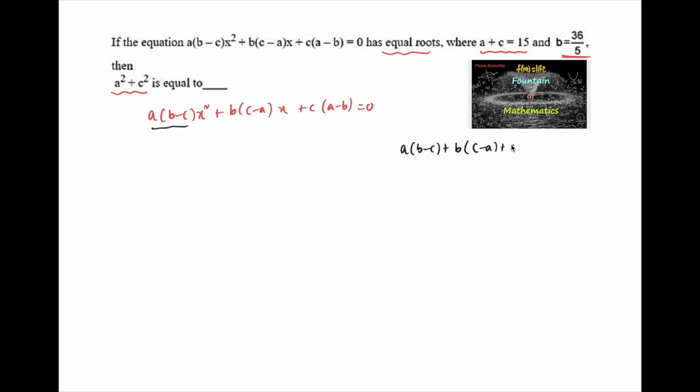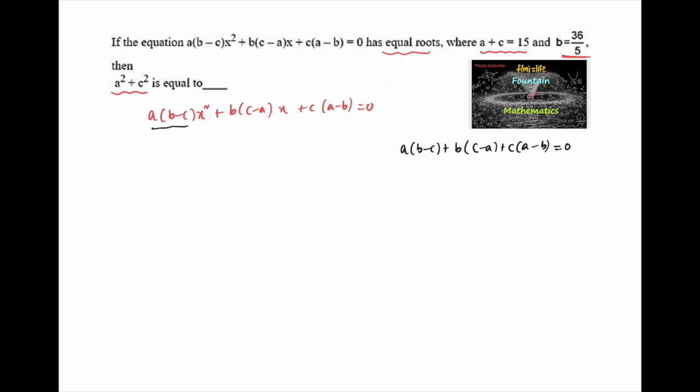Given a quadratic equation, a times of b minus c of x square plus b times of c minus a of x plus c times of a minus b is equal to 0 has equal roots, and also a plus c is equal to 15 and b is equal to 36 upon 5, then we need to find a square plus c square. So clearly we can say that this quadratic equation is cyclic, whose coefficients are in cyclic order. The sum of the coefficients, that is a times of b minus c plus b times of c minus a plus c times of a minus b, is equal to 0.